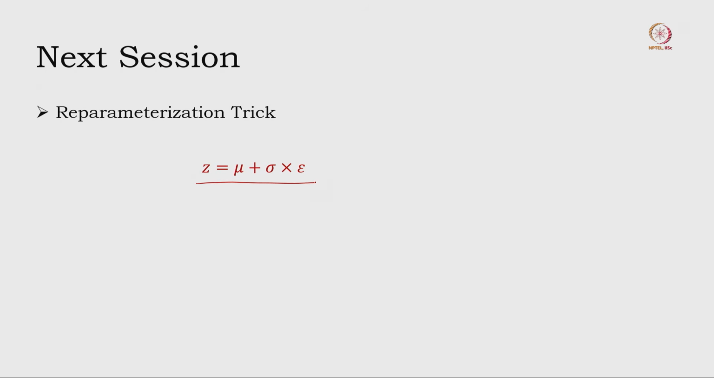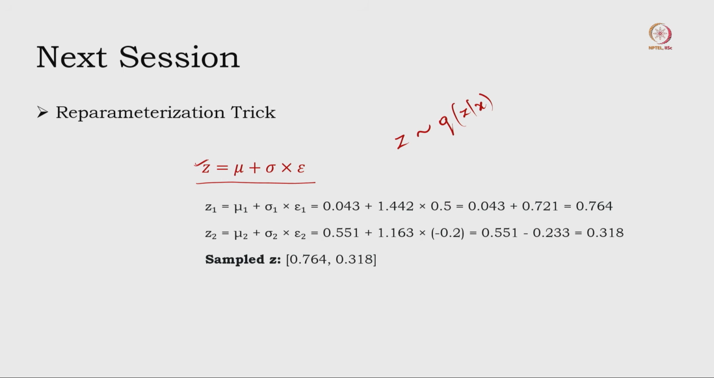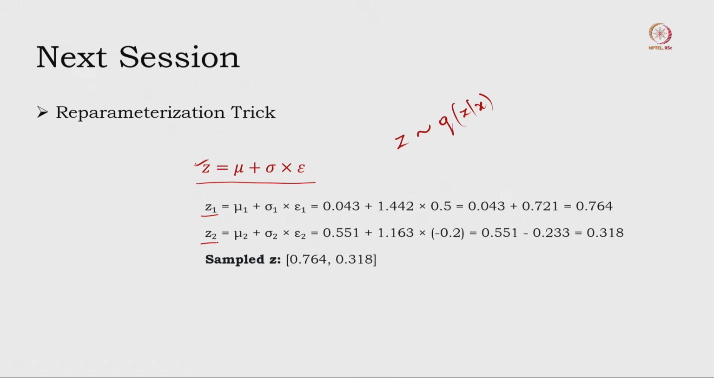And what does the reparameterization trick say? This is z. z is randomly sampled from the distribution. Now, instead of doing this, z takes this particular form. This is the reparameterization trick. After you understand the next session, come back to this session and once again see how Z1 and Z2 are calculated.